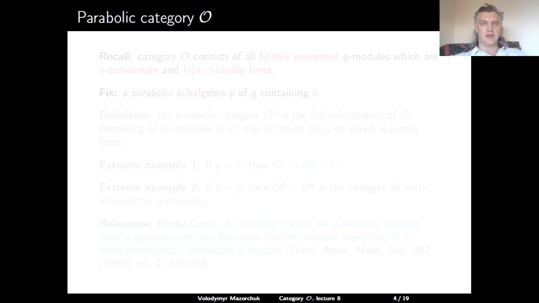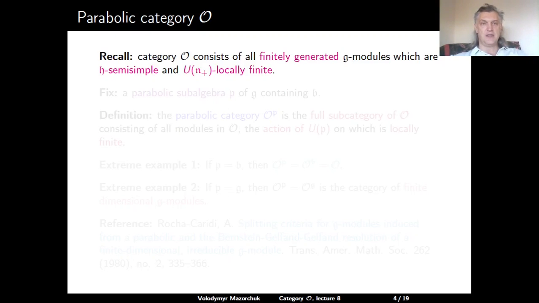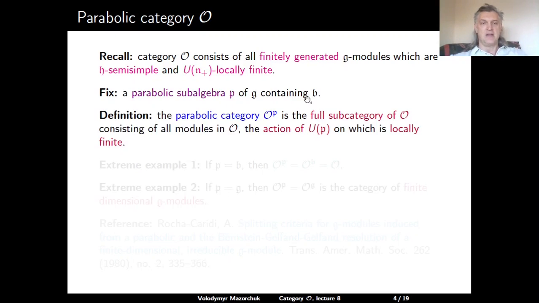Let us now define the parabolic category O. So recall that the usual category O is defined as the category of all finitely generated g-modules which are semi-simple with respect to the action of h and locally finite with respect to the action of U(n plus). Let us now fix a parabolic subalgebra p of g which contains our Borel subalgebra b. The parabolic category Op which corresponds to this parabolic subalgebra p is defined as the full subcategory of O which consists of all modules in O on which the action of the universal enveloping algebra of our parabolic subalgebra p is locally finite.